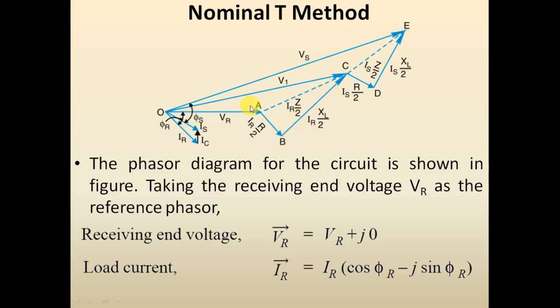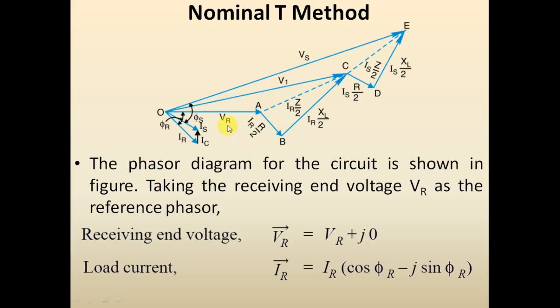So now VR plus IR into R by 2 plus IR into XL by 2 will give you the value of V1. The resultant of IR into R by 2 and IR into XL by 2 will give you the value of IR into Z by 2. This is actually the impedance triangle. So directly we can write VR plus IR into Z by 2 will give you the value of V1.